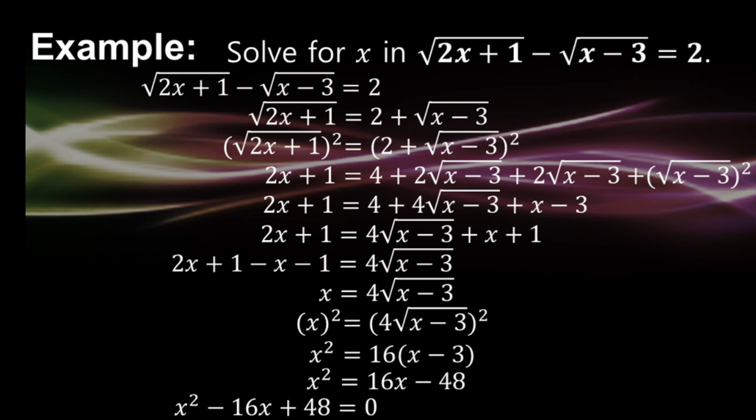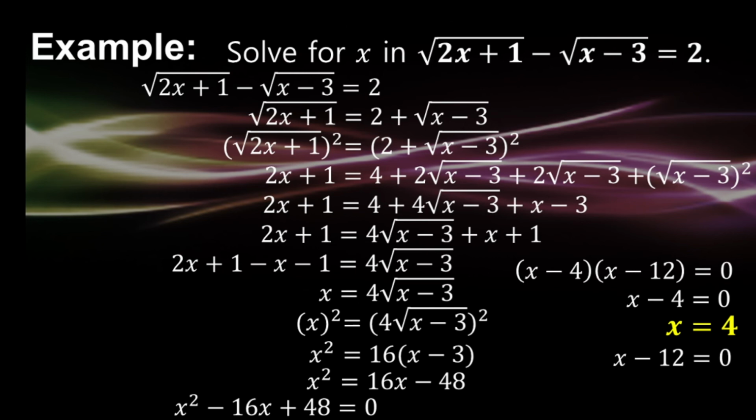So the factors of the quadratic expression are x minus 4 times x minus 12 is equal to 0. Applying the ZPP, or the zero product property, we have x minus 4 is equal to 0. Therefore, the first value of x is 4. x minus 12 is equal to 0. Therefore, the second value of x is 12.